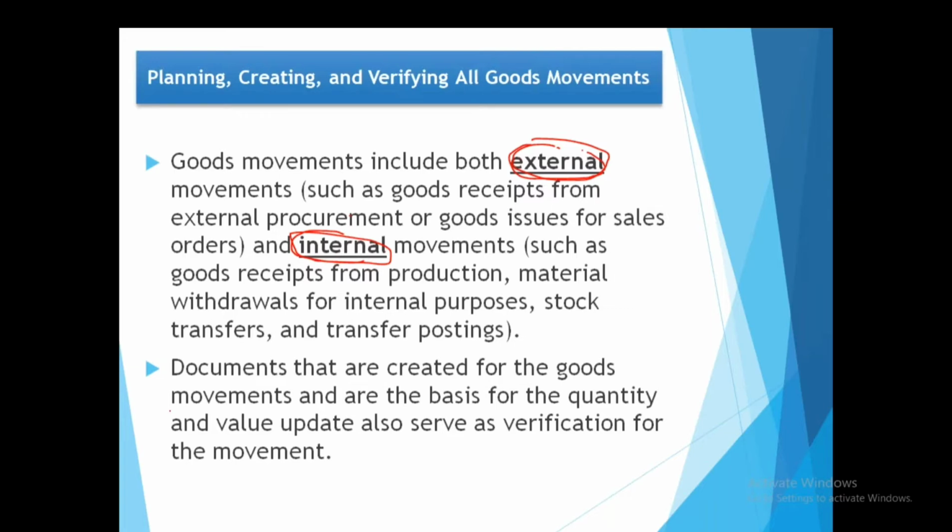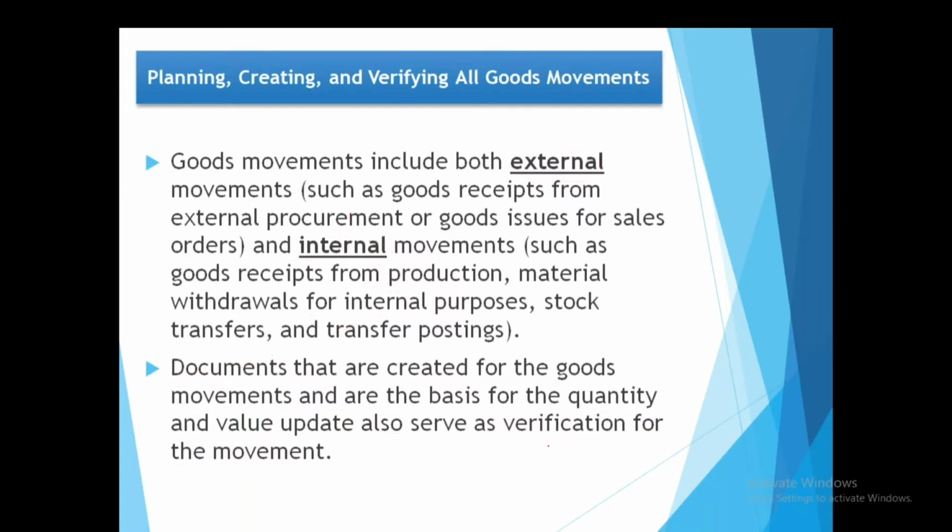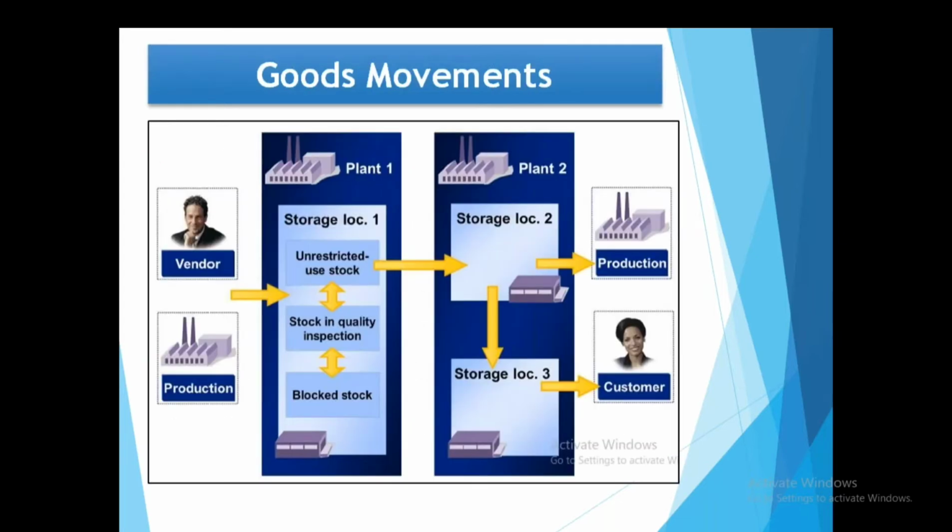Now whenever you do goods movement, the documents that are created for the goods movement are the basis for the quantity and value update and also serve as verification for the movements. So whenever you do goods movement, some documents will get created. Those documents you will use for further verification of the goods movement. This we will see in the system. When we go to the system, we will see this.